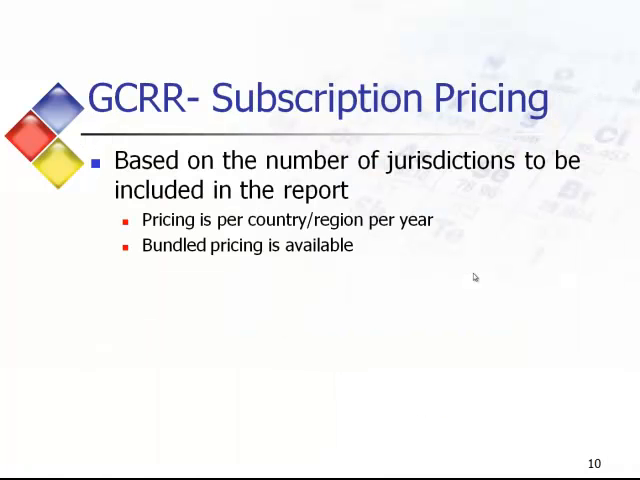The Global Chemical Regulatory Report is sold as a subscription. It is based on the number of jurisdictions to be included in the report. Typical pricing is per country, per year, and we do offer product bundles, say for example a North American bundle or a European Union bundle.